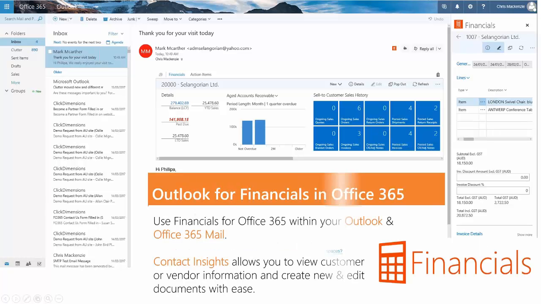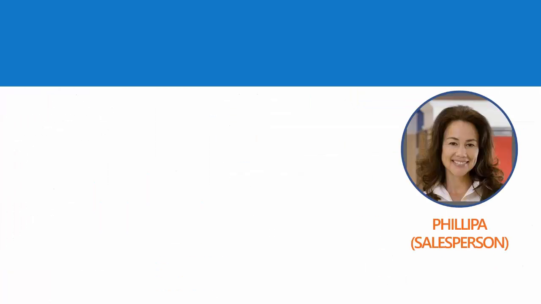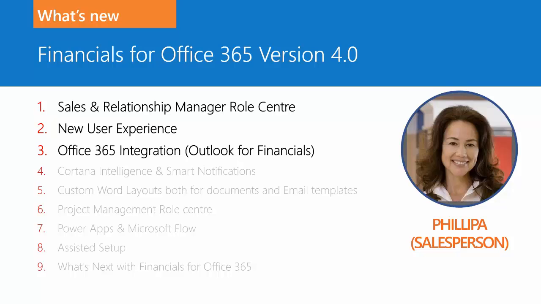So that's just a quick glimpse. We've talked about the fact that there is Office 365 and the Outlook client and the idea of contact insights. So what has Philip really shown us? For one, we've seen the sales and relationship role center, the new user experience, which you're still going to see more of, and Office 365 integration.